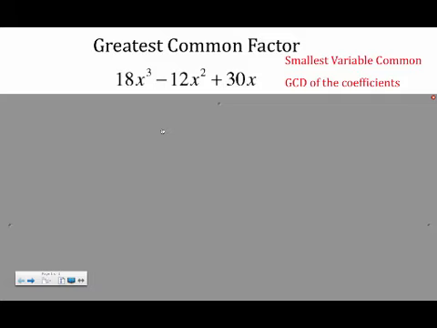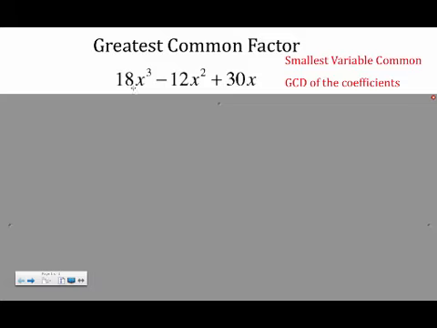So the first level on the factoring pyramid is, generally speaking, the simplest, which is to take out the greatest common factor from every term in the expression. Generally speaking, that means to find the smallest variable, or smallest power of the variable that's common to all terms, and then factor out the greatest common divisor of the coefficients.